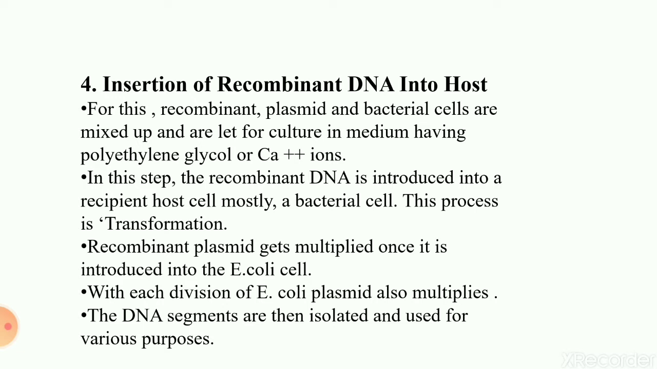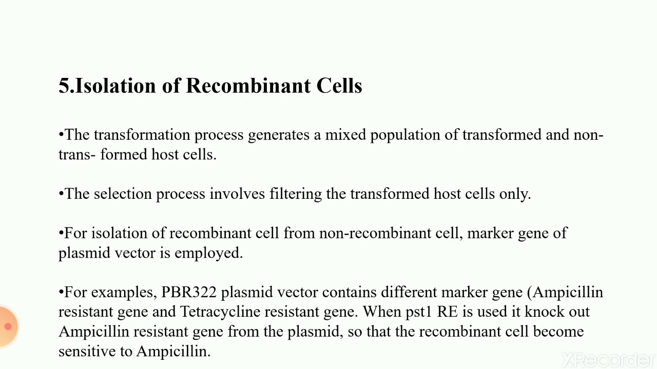Recombinant plasmid gets multiplied once it is introduced into the E. coli cell. With each division of E. coli, the plasmid also multiplies. The DNA segments are then isolated and used for various purposes.